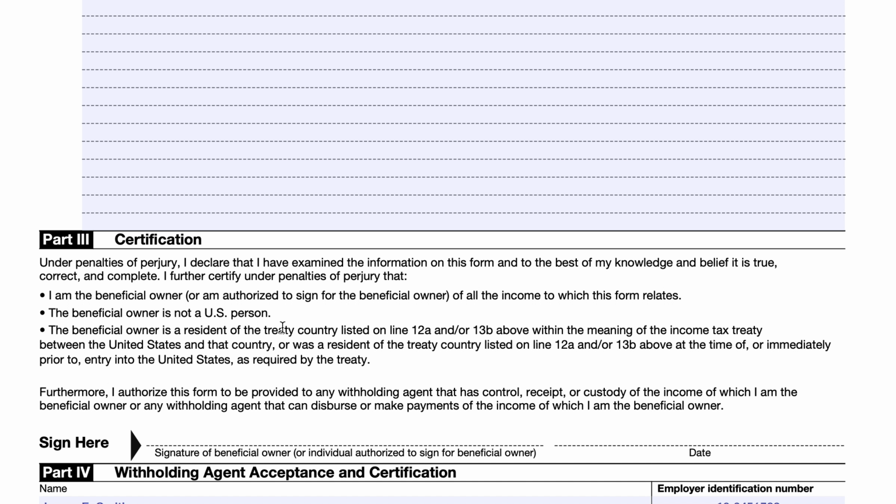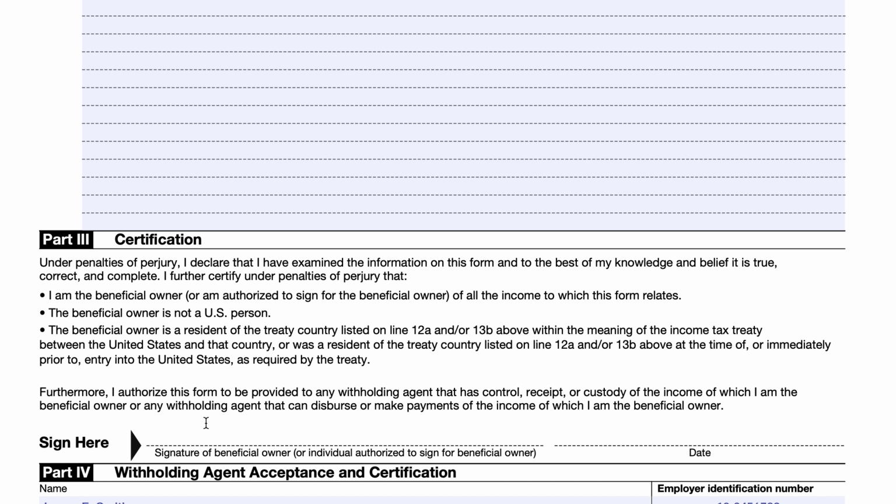Part 3 is a certification, again, under penalties of perjury, that the beneficial owner, the person that's earning the money, is the beneficial owner of this income or is authorized to sign on the owner's behalf, that they are not a U.S. person, meaning that they're not a U.S. resident or a U.S. citizen, they are a non-resident alien from that other country. And then the beneficial owner is a resident of the treaty country that's listed on either line 12A or 12B or 13B within the meaning of that income tax treaty.